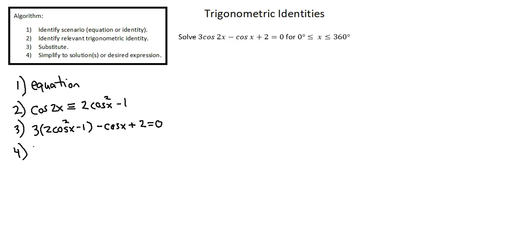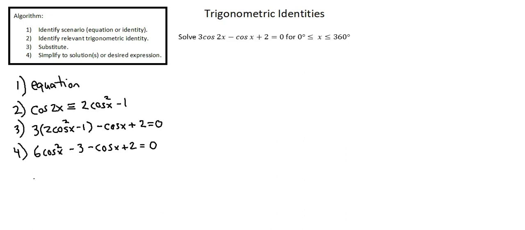And step 4, simplify to solution or desired expression. Here we're solving for the value x. We might have more than one solution. Let's distribute the 3. 3 times 2 cosine x squared is 6 cosine x squared. Minus 3 times 1 is 3. Minus cosine x plus 2 equals 0.